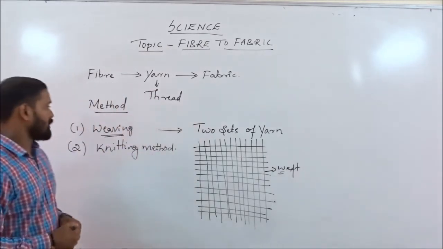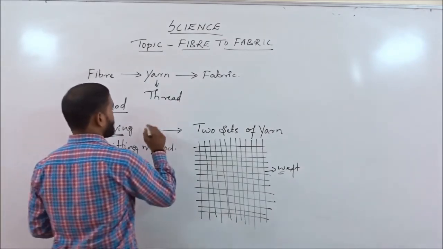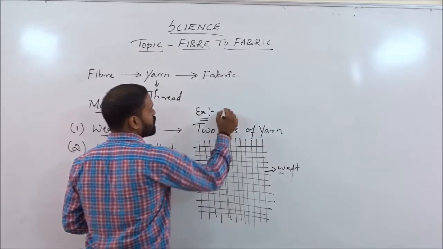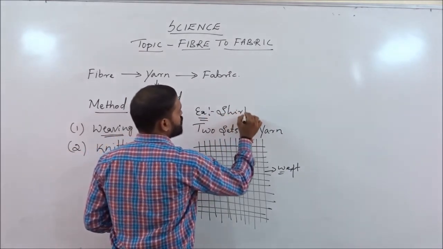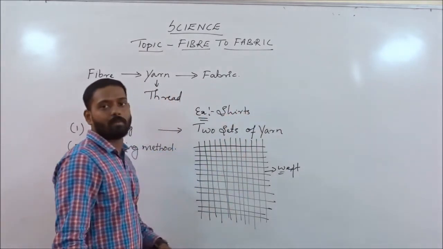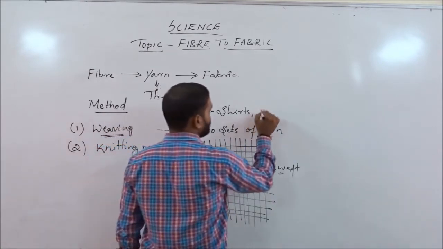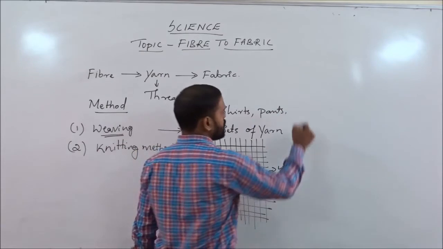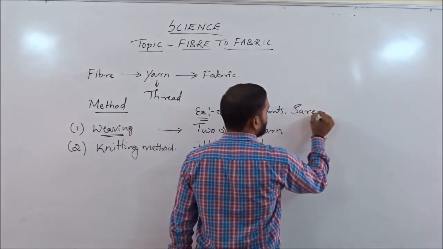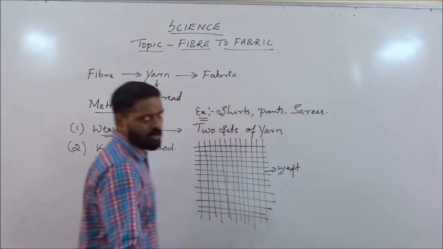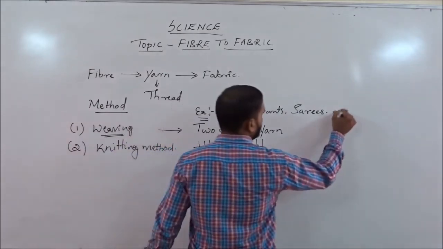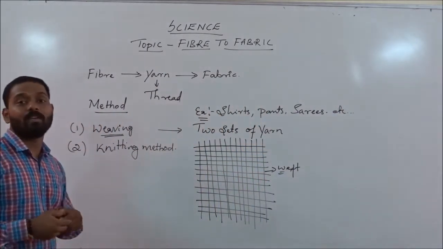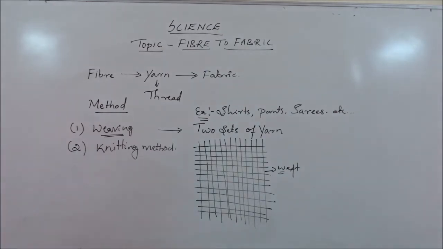Okay, so please note down. As examples for the weaving method you can give shirts. Your shirts are made by weaving methods. Okay, pants are made by weaving methods. Saris are also made by weaving methods, etc. You can write etc. Okay, hope you understand what the weaving methods or weaving techniques are.